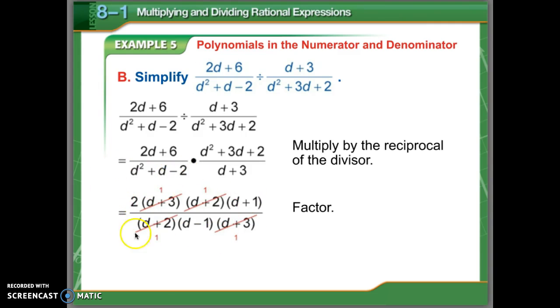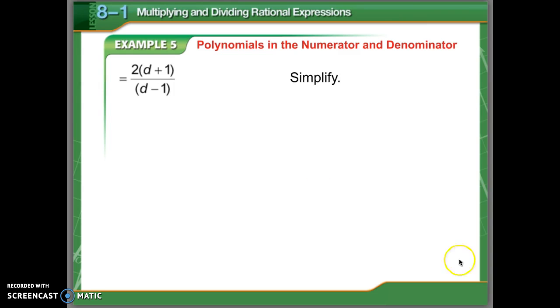So we've written all the stuff out with the factors. We're going to look for stuff that simplifies and cancel them out. Oh, also, I forgot this. 2d plus 6, you can factor a 2 out of each of these. So this is 2 times d plus 3. 2 times d gives you 2d, 2 times 3 gives you 6. So there's a d plus 3 on the top and bottom, cancel them out. There's a d plus 2 on the top and bottom, cancel them out. There's a d plus 1 and a d minus 1. Can't do anything with those, just leave them alone. This right here is your final answer.